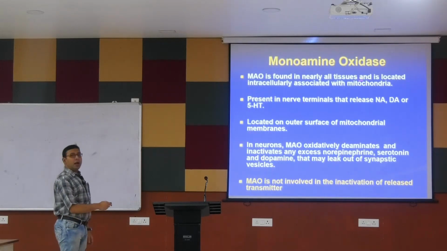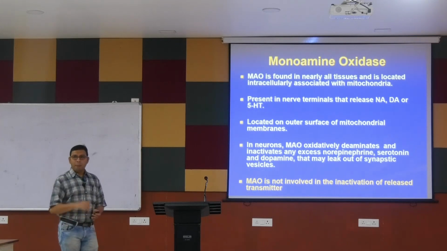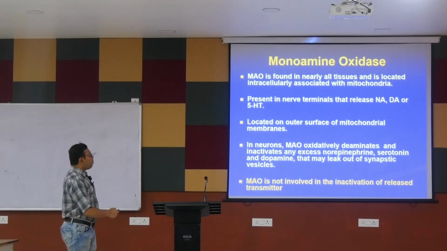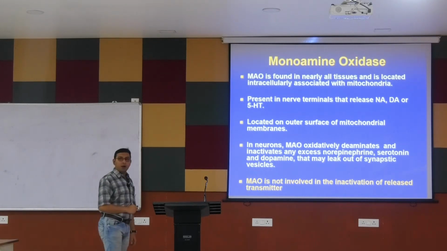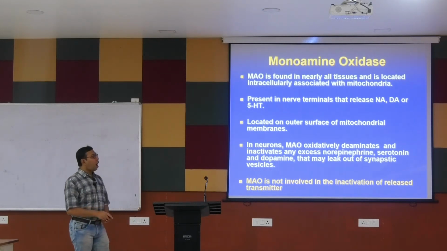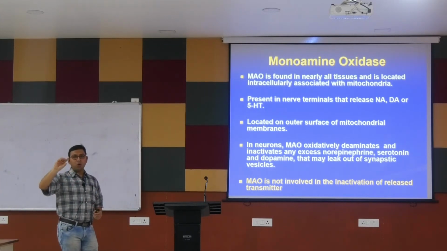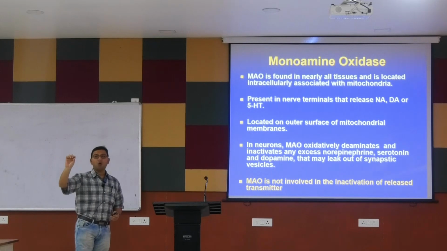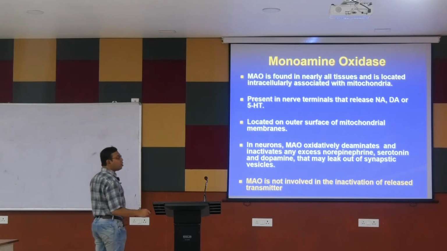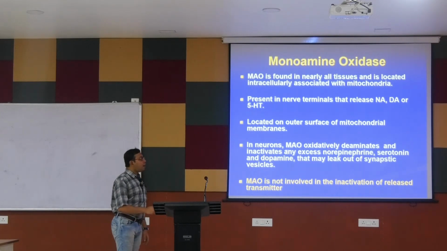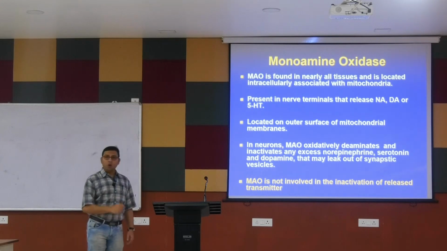Monoamine oxidase is found in nearly all tissues, located intracellularly, associated with mitochondria. It is present in nerve terminals that release norepinephrine, dopamine or 5-hydroxytryptamine, located on the outer surface of the mitochondrial membrane. So the monoamine oxidase is on the outer surface of the mitochondria in the cell. In neurons, this monoamine oxidase oxidatively deaminates and inactivates any excess norepinephrine, serotonin and dopamine.